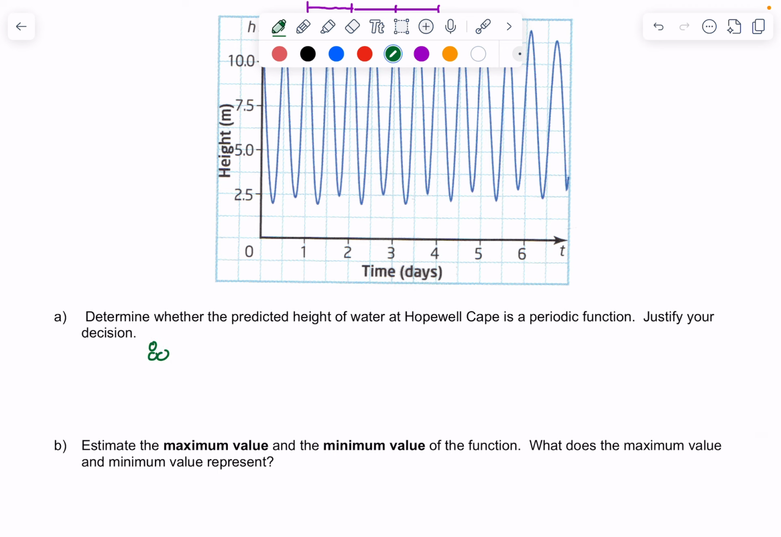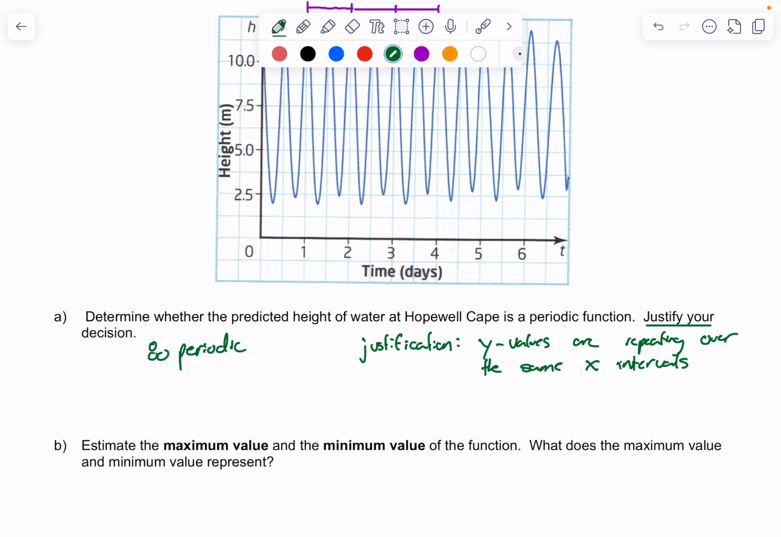Therefore, periodic. And it says to justify. And that's because y values are justification. Let's just make it very clear so you have it in your notes. Justification. Y values are repeating over the same x intervals, okay? And that word I'm using, interval, all right, think of it as like distance, right, distance.